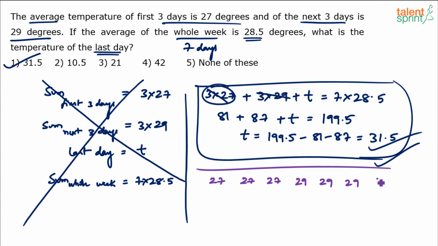What is the temperature on Sunday? T. What was this temperature so that the average of the group becomes 28.5? Now, how do you solve it in a smart way? You will not be writing this step, by the way. I'm just trying to explain it to you.